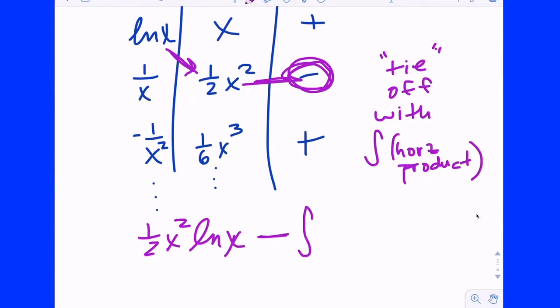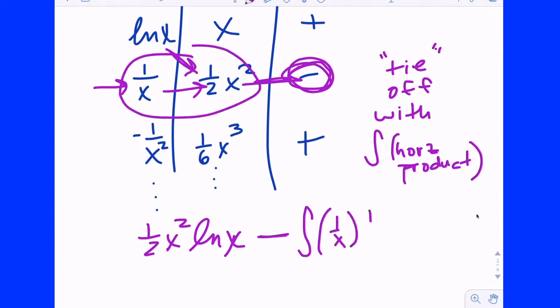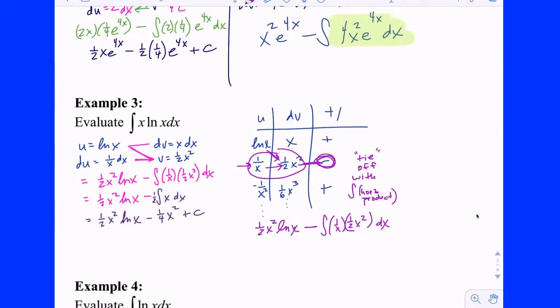Now if you go on your next line, which is here, instead of going diagonally, you have to go straight across. There is your horizontal product. So it would be 1 over x, 1/2 x squared, dx. And of course, that is the same thing we had right there when we did the Zorro method.